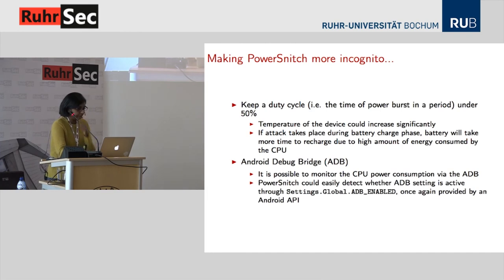And then there is the Android debug bridge. Here, it is possible for someone to plug in the phone and use it in Android debug bridge mode, so ADB mode, and they will be able to monitor the CPU power consumption. It turns out we can easily get around this as well by making use of the settings global ADB enabled provided by the Android framework, to make sure that we know that ADB is running or is activated.